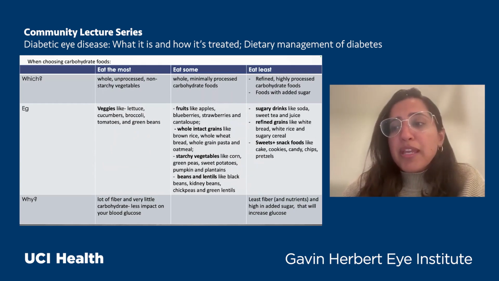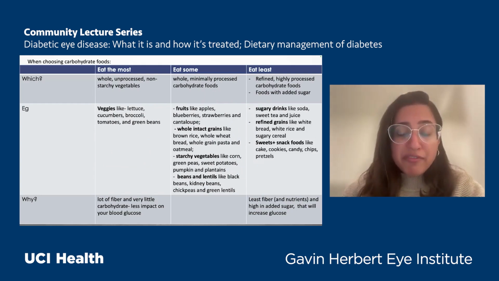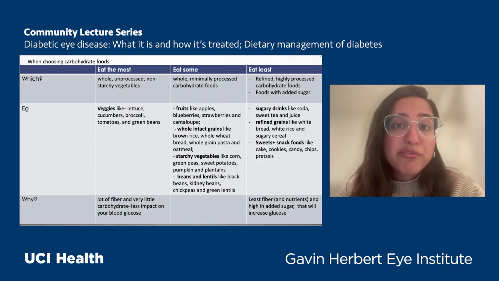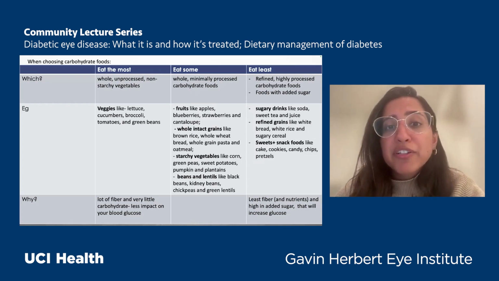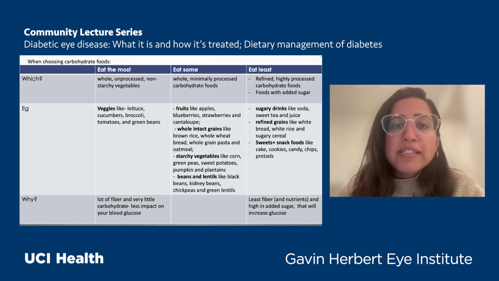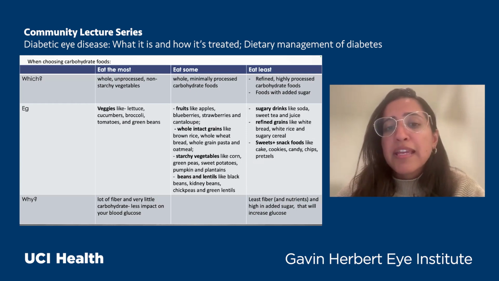So going back to these whole minimally processed carbs: starchy vegetables like corn, potatoes, and then beans and lentils. Eat the least of refined, highly processed carbohydrate foods or foods with added sugar. So, for example, you have sugary drinks, refined grains like white bread, white rice, sweets and snacks like cakes, cookies, all that junk food. These have the least amount of fiber. They are very high in added sugar, preservatives, fat, and they really will increase your glucose. And they're very low in nutritional value.